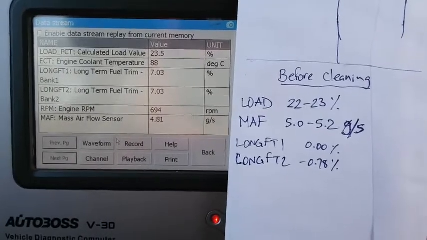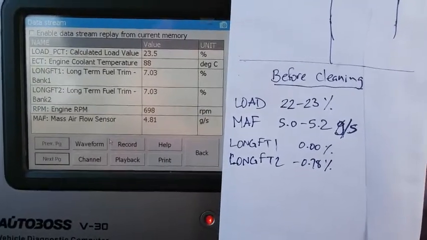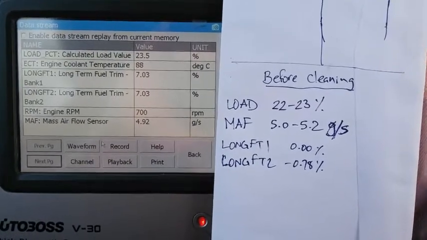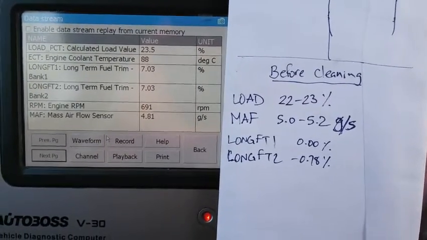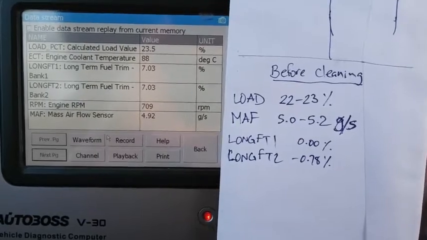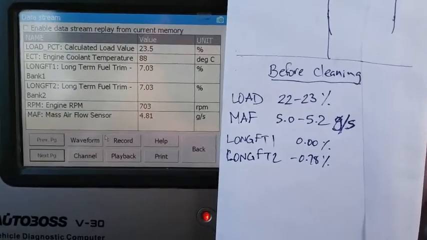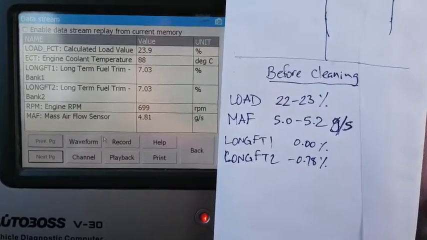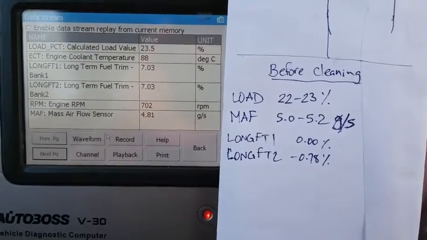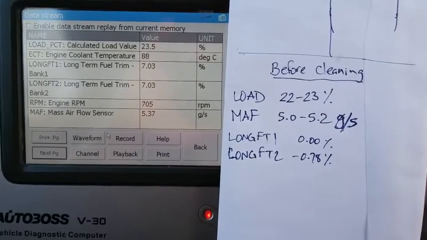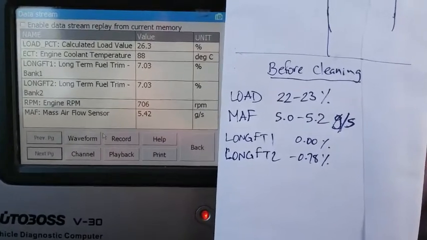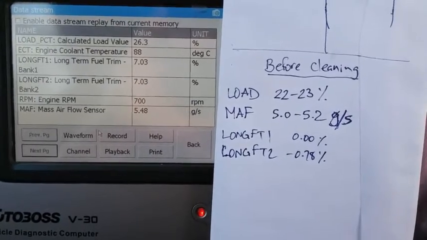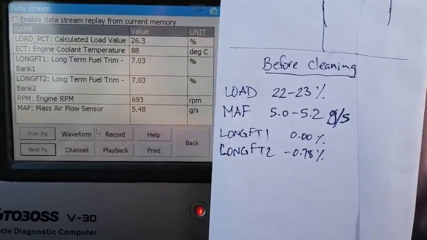Alright guys, so hopefully this video helps you diagnose a Ford vehicle, to determine a potential fuel delivery problem or a dirty mass airflow sensor, just by looking at your load percentage and your long-term fuel trims. In this case, you could also use your short-term fuel trims, but I tend to always look at the long-term fuel trims, and also look at your mass airflow sensor in grams per second.